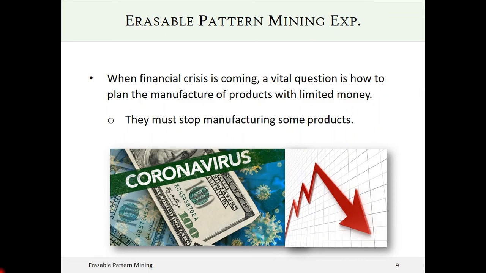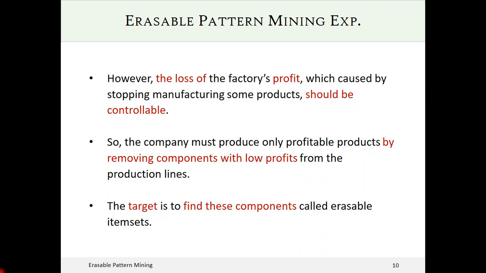Now, suppose that a financial crisis is happening, and a vital question here is how to plan the manufacture of products with limited money. Obviously, the factory must stop manufacturing some products, but the loss of the factory's profit caused by stopping manufacturing some products should be somehow controllable. In other words, the company must produce only profitable products and remove the components included in products with low profits. In this case, different possible sets of these kinds of components are called erasable itemsets.